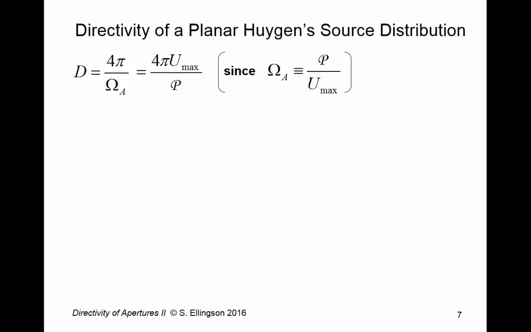Now, as promised, I would like to work out the directivity of a planar Huygens source distribution. Remember, our synthesis example assumed a Huygens source distribution, so this will be relevant. Directivity is 4 pi over beam solid angle. Remember that beam solid angle is total power, that something has units of watts, divided by radiation intensity.